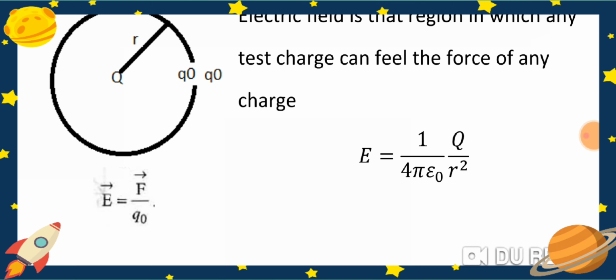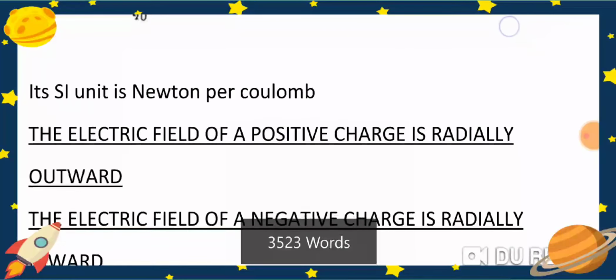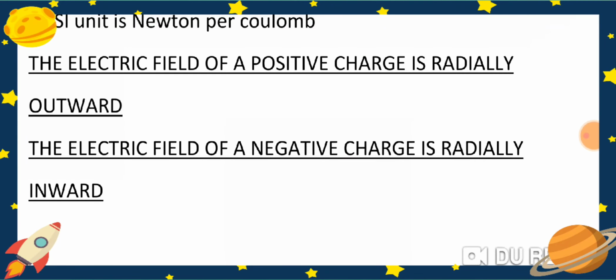How? We have two more important points. First, the electric field of a positive charge is radially outward, and another point is the electric field of a negative charge is radially inward. Here the word radially intensifies that the direction of the electric field must be perpendicular to the surface. This is the meaning of radially outward or inward.